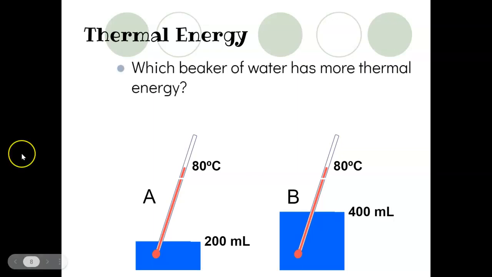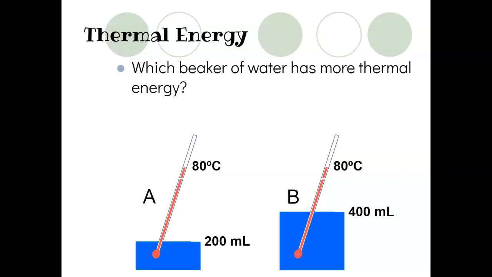We have an example here, so let's take a look. It says, which beaker of water has more thermal energy? We have two beakers with the exact same temperature, 80 degrees Celsius, which is pretty warm. And then we have two different volumes: 200 mL on the left and 400 mL on the right.